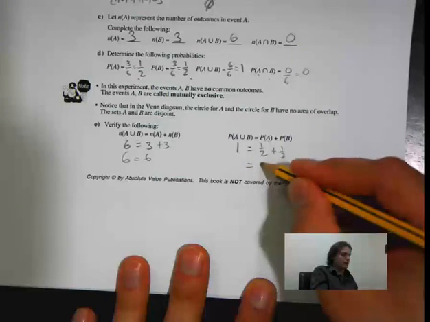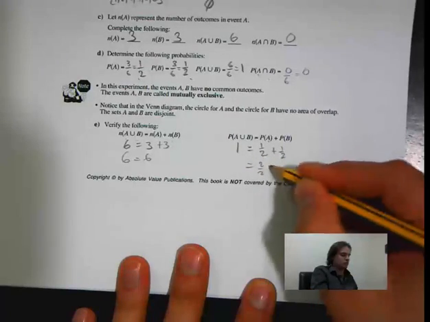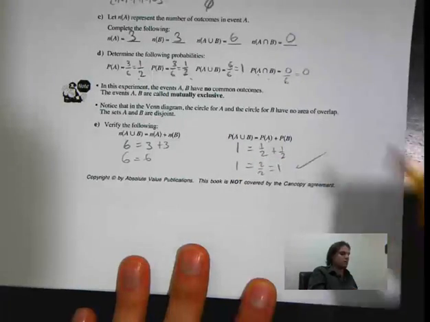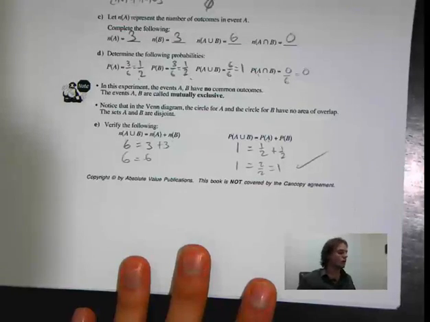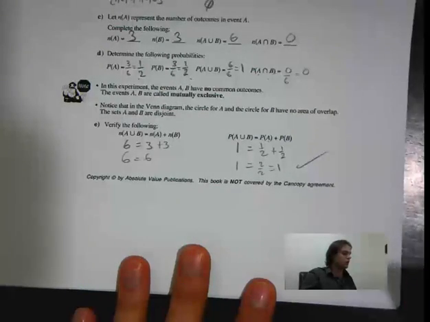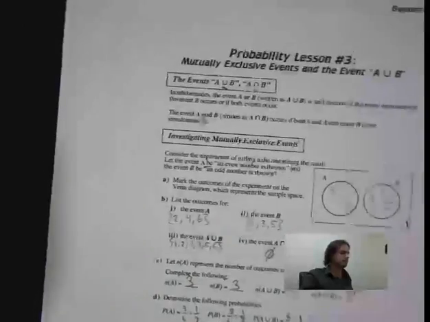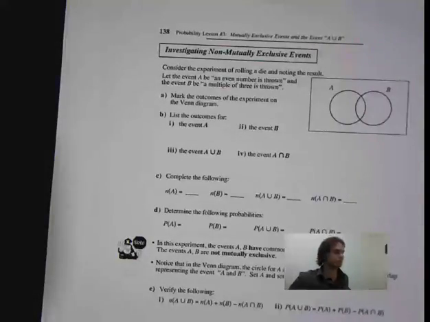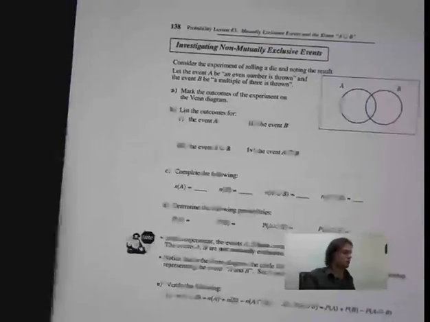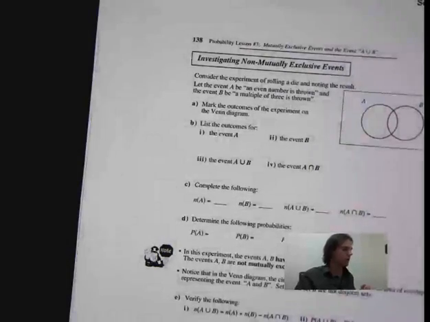Well, 1/2 plus 1/2 is equal to 2/2, which is equal to 1. Hey, look at that. Works out. So then this one is as well mutually exclusive. Okay. So now we're looking at a new situation, non-mutually exclusive.